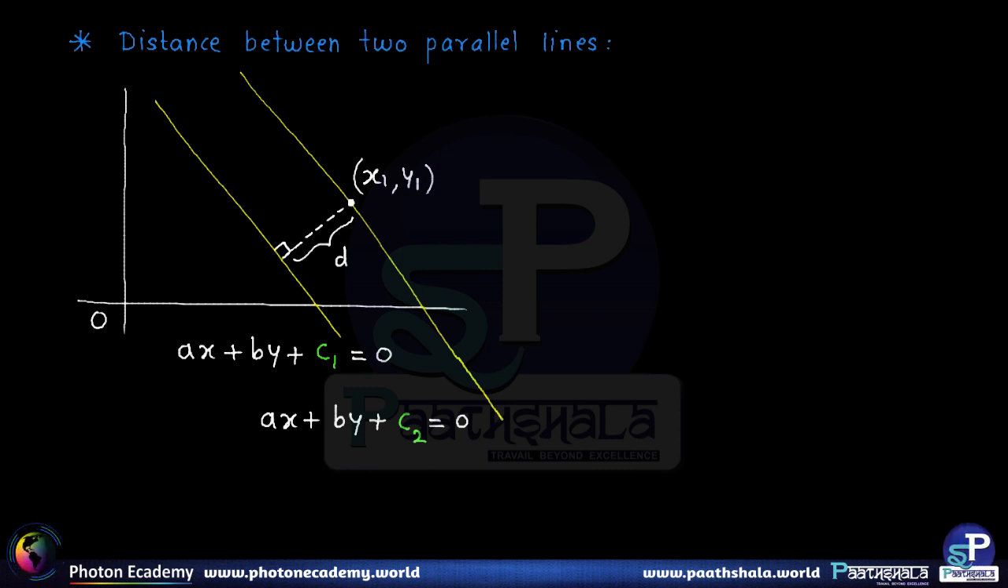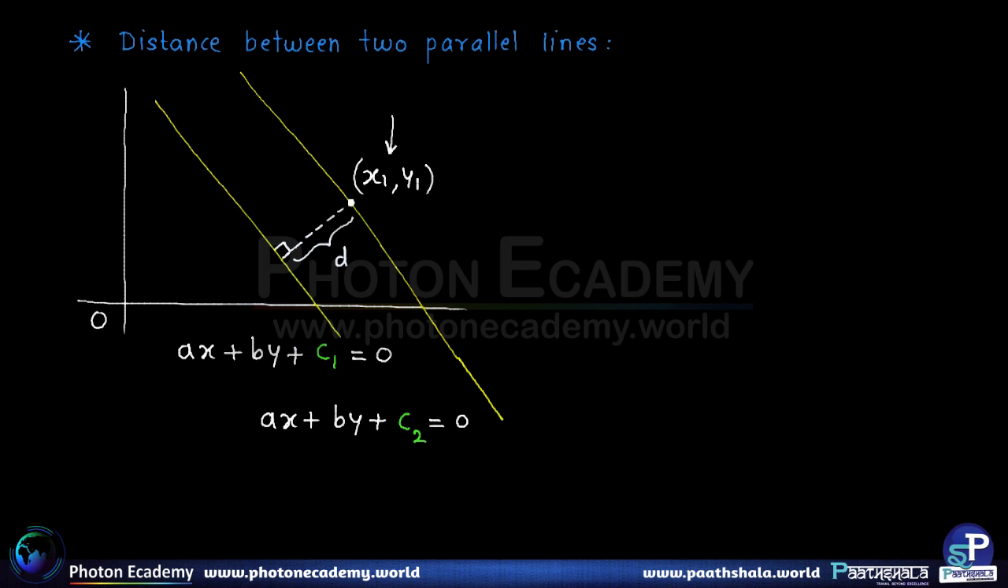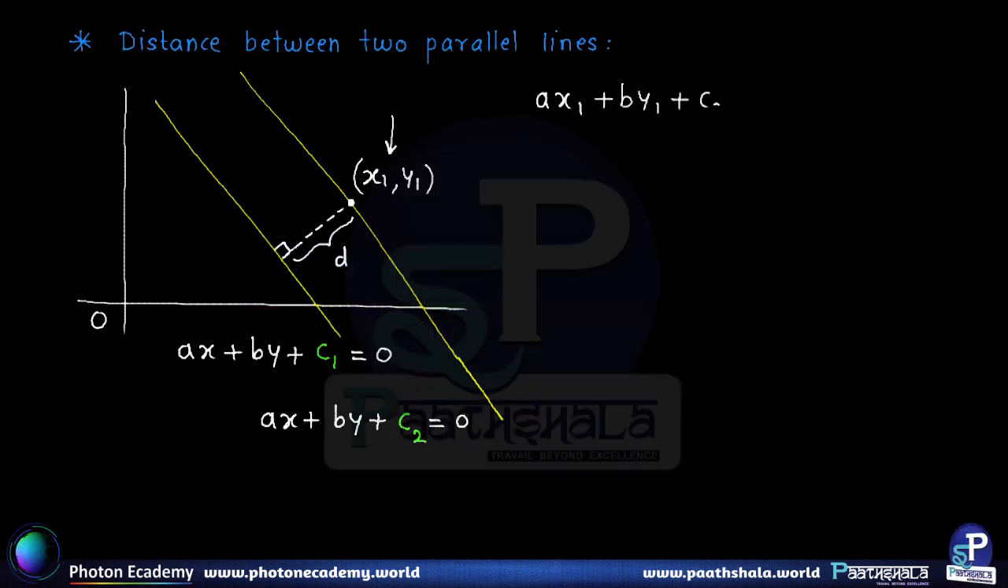Now let's consider any general point, say x1, y1, that lies on one of the lines. So let it lie on the second line as shown here. It means that it will definitely satisfy the equation of that second line. So we have the condition that ax1 plus by1 plus c2 equals 0, right? We label this as relation 1.